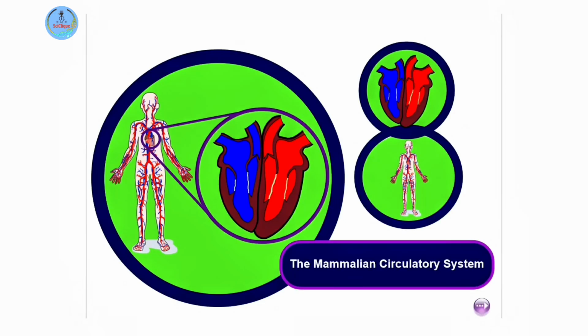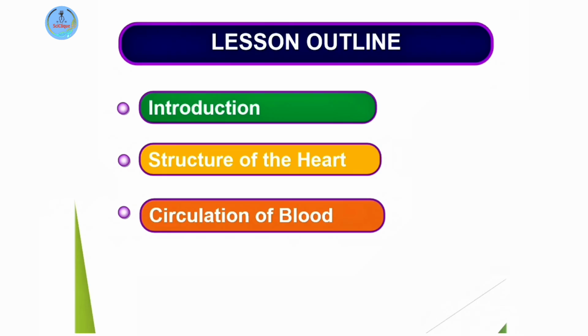Let us discuss the mammalian circulatory system. So in this lesson, we are going to discuss the following. Number one, I'm going to introduce the circulatory system, define it, and talk about its purpose in our body.